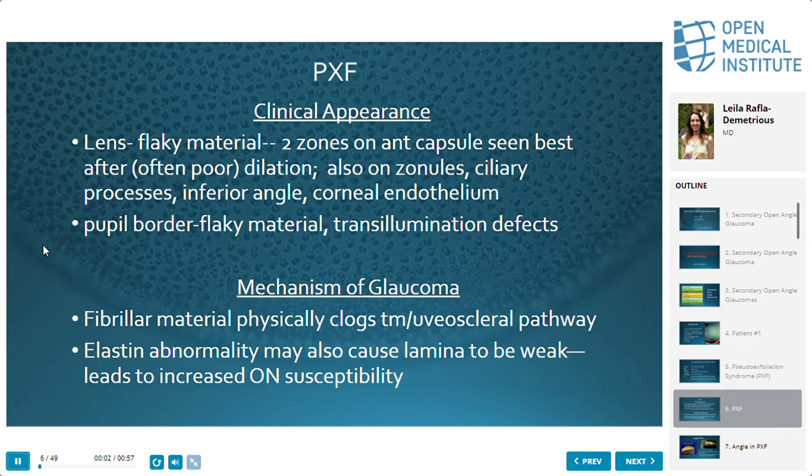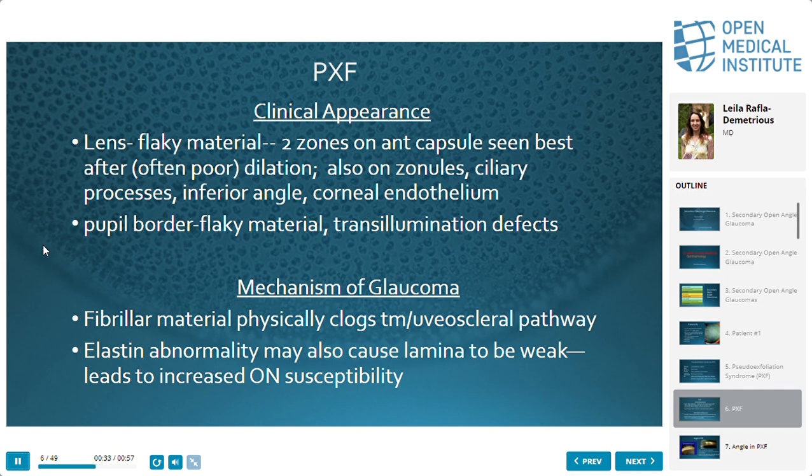So clinical experience, like we had in our previous slides, we see flaky material on the lens, historically, in two zones. So you'll see it on the anterior capsule, usually see it better after dilation. So you'll see a center ring of flaky material and then a more peripheral ring. And again, you can also find it very commonly on the pupil. So if someone is pseudophakic and you don't have a lens to look at, you can find flaky material on the pupil. Pseudoexfoliation causes glaucoma in two ways.